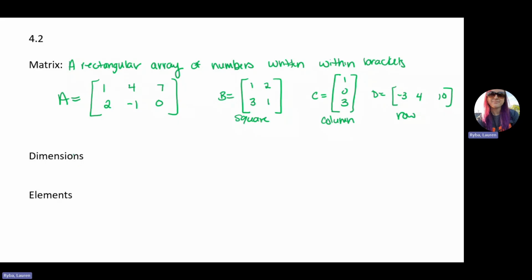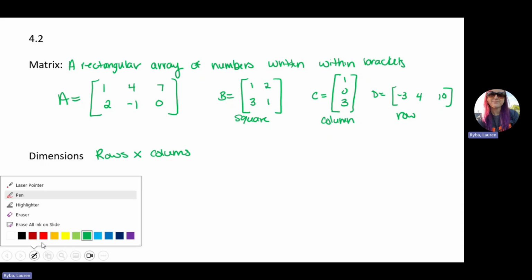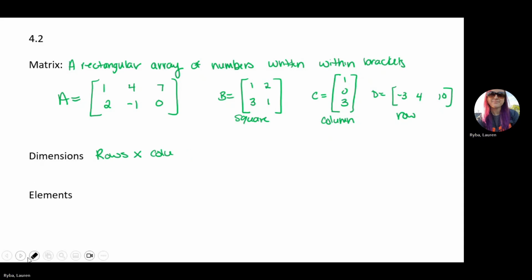So the dimensions are always going to be rows by columns. I spelled it wrong again. So A has 2 rows by 3 columns. So that would be called a 2 by 3 matrix. B has 2 numbers across the rows, 2 separate columns. So it's a 2 by 2.